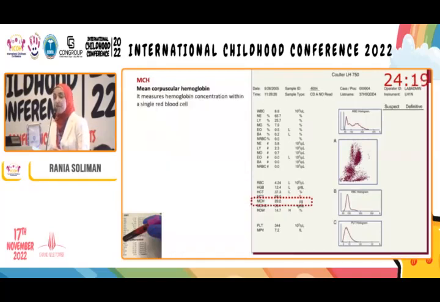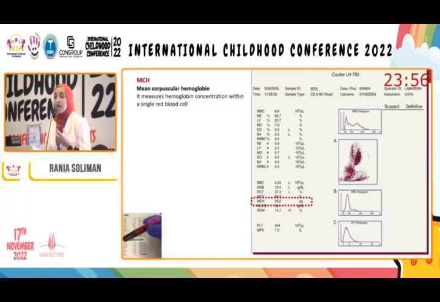The next red blood cell index that we need to look at is the MCH, which is the mean corpuscular hemoglobin, and it measures hemoglobin content within a single red blood cell. This number is actually what is responsible for the color of the red blood cells in the peripheral blood smear.